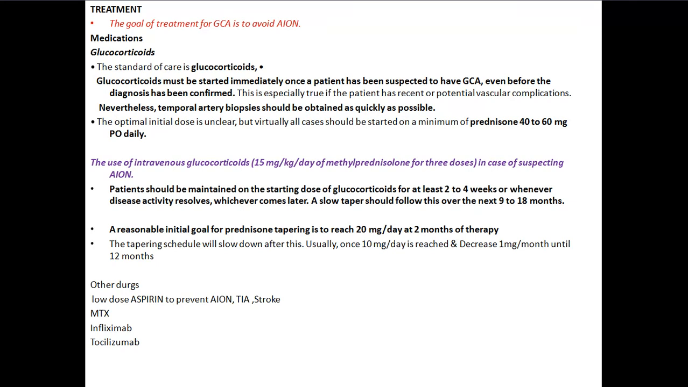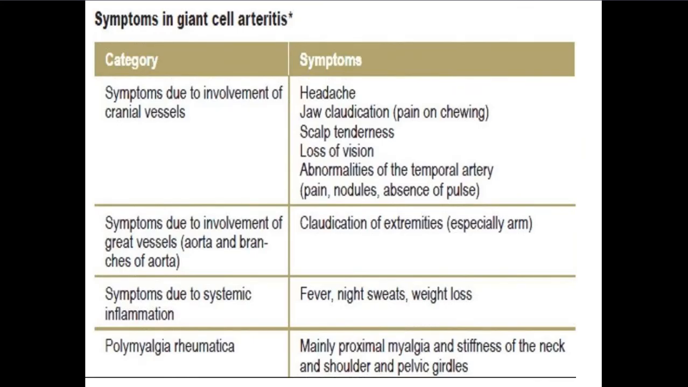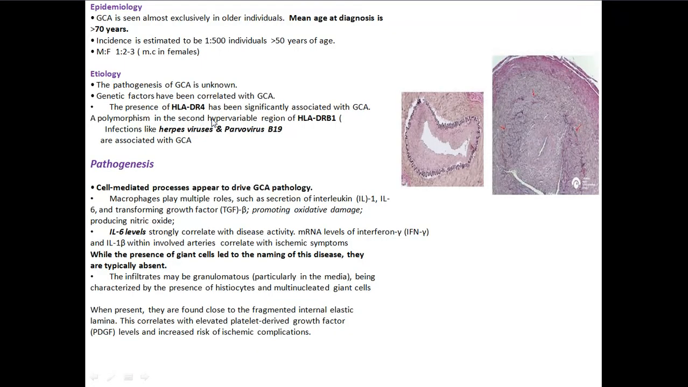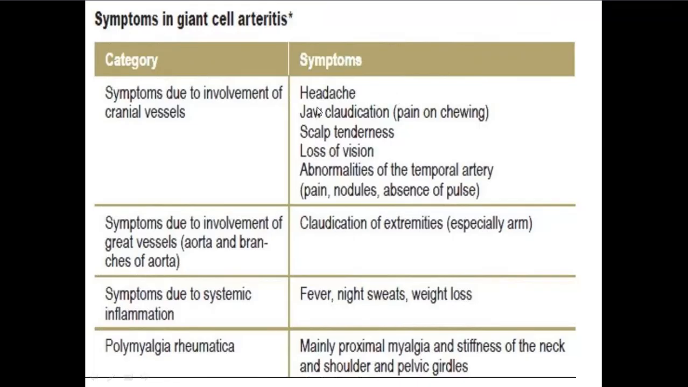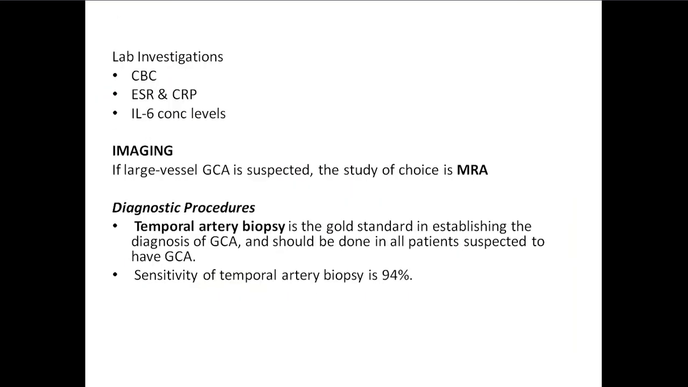So the takeaway point here from temporal arteritis is that it is most commonly seen in the 6th to 7th decade, with HLA-DR4 involvement, and it's a cell-mediated response. Though we know there is jaw claudication, loss of vision is the most important one here. And the temporal artery biopsy is the gold standard in establishing the diagnosis of giant cell arteritis.